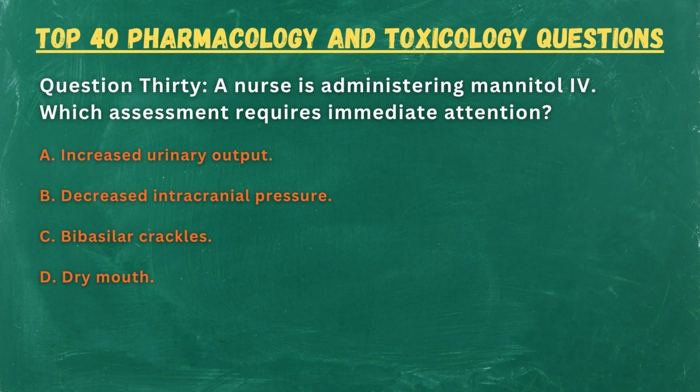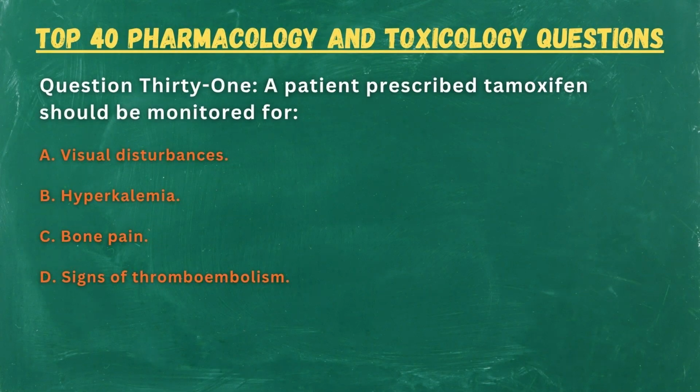Question 30. A nurse is administering mannitol. Which assessment requires immediate attention? A. Increased urinary output. B. Decreased intracranial pressure. C. Bibasilar crackles. D. Dry mouth. Answer: C. Bibasilar crackles.